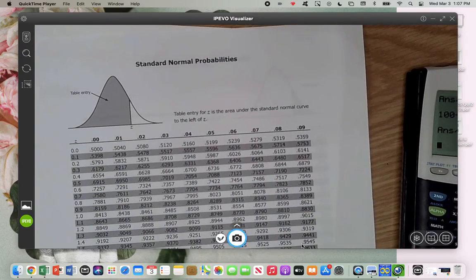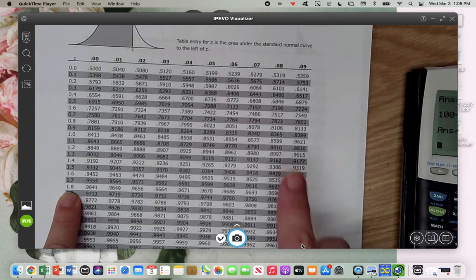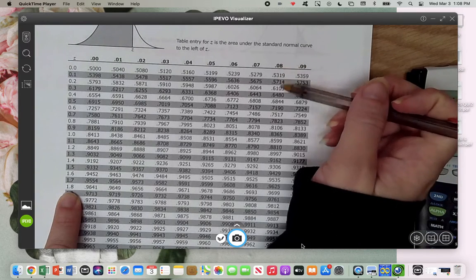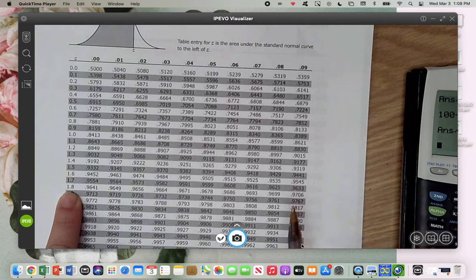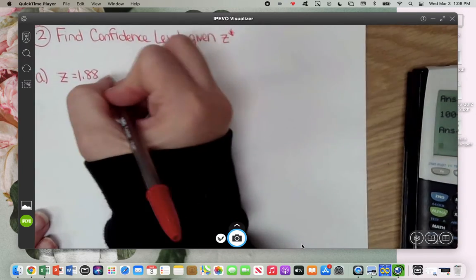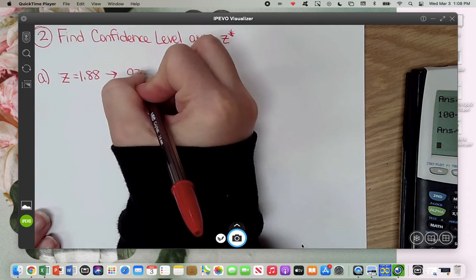We've got 1.8 over here, and then we go to 0.08 because that's the hundredths. Find out where those meet, and we get .9699. All right, .9699 is really close to .97. This one's pretty far away from .97, so .97 is definitely leaning towards there. So we can round. We're going to be easy, and we are going to say that this corresponds to the chart of 97%.